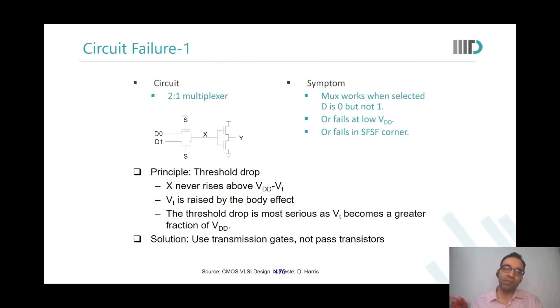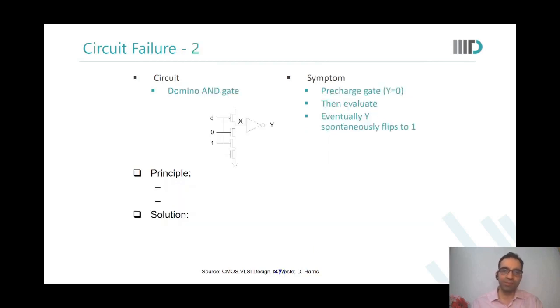So let's now go to another circuit failure. We made a domino AND gate. So pre-charge gate, when the pre-charge is there, then y is equal to 0. Then you evaluate. But after some time, y spontaneously flips to 1. What is happening? Too much leakage.